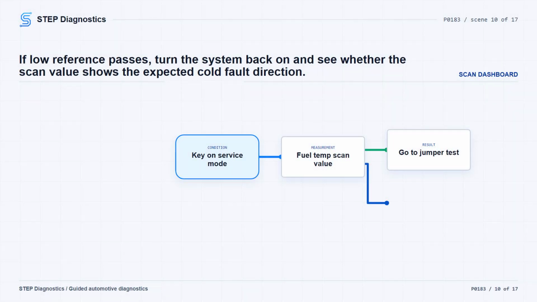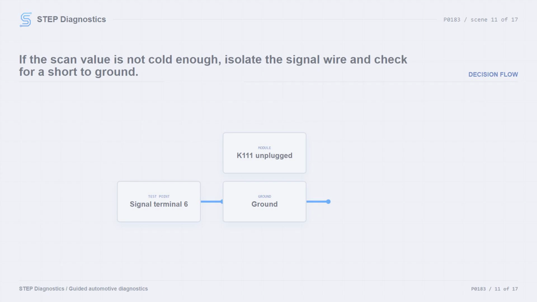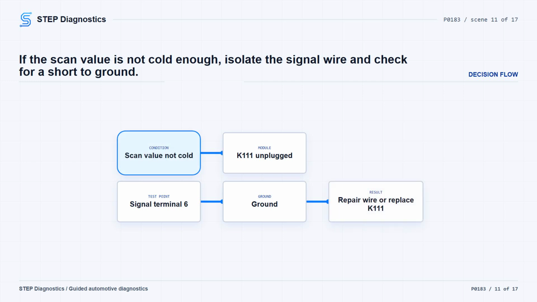If the low reference circuit terminal 7 to ground is less than 10 ohms, turn ignition on with the vehicle in service mode. Now verify the scan tool fuel temperature sensor reads colder than -39 degrees Celsius, -38 degrees Fahrenheit. If it reads warmer than -40 degrees Celsius, -40 degrees Fahrenheit, turn ignition off, disconnect the K111 fuel pump driver control module, and test signal circuit terminal 6 at the component harness to ground for infinite resistance. If you have less than infinite resistance, repair the short to ground on the signal circuit. If resistance is infinite, the procedure calls for replacing the K111 fuel pump driver control module.